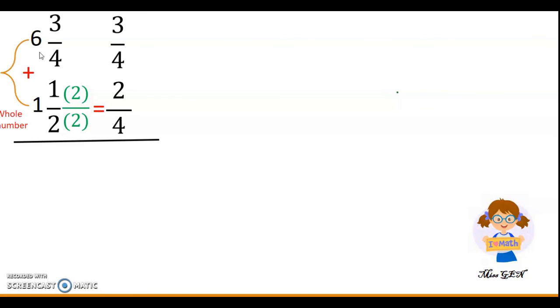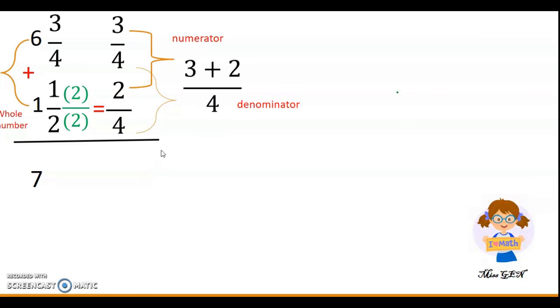Then we can add our mixed numbers. Step 2, add the whole numbers, which are 6 and 1. So we have 6 plus 1 is equal to 7. And add our numerators and copy our common denominator. So the numerators here are 3 and 2. So 3 plus 2 over 4. So 5 over 4. So our answer is 7 plus 5 over 4.